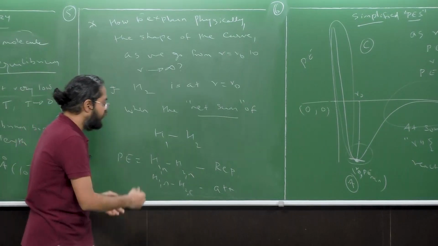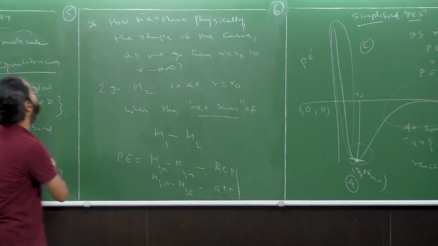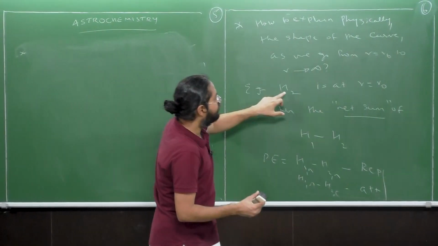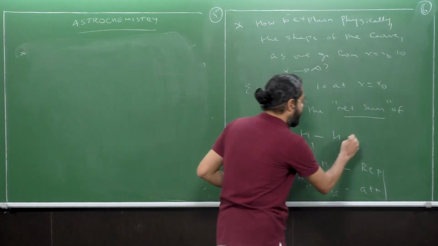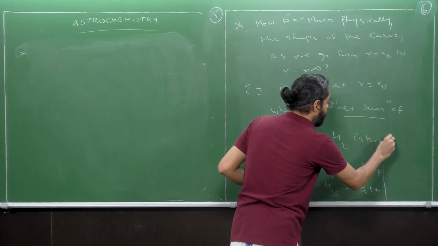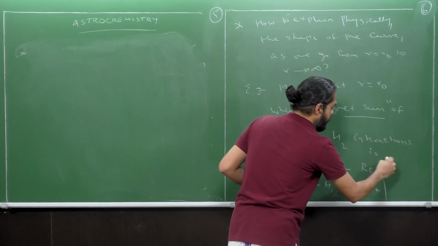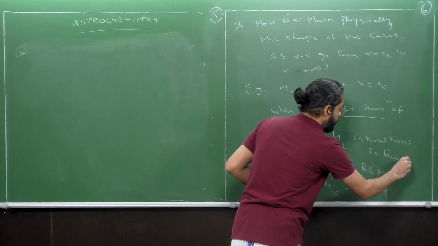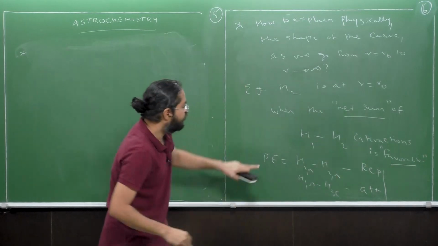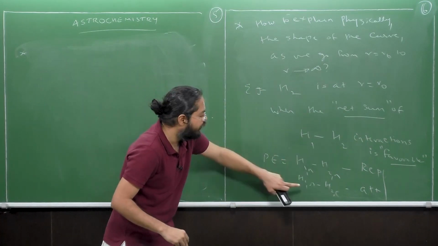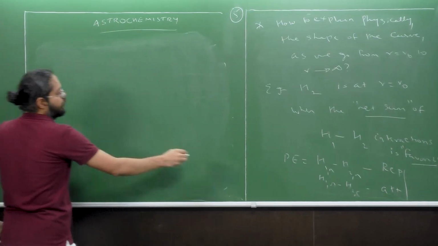Similarly, I will continue the tabulation in page 7 here. So H2 is at the equilibrium bond length when the net sum of H1 H2 interactions is favorable. When you say favorable, I'll explain what the phrase favorable means very soon. So the PE contains H1 and H2 nuclear, H1 and H2 electron, and also I'll continue from here.